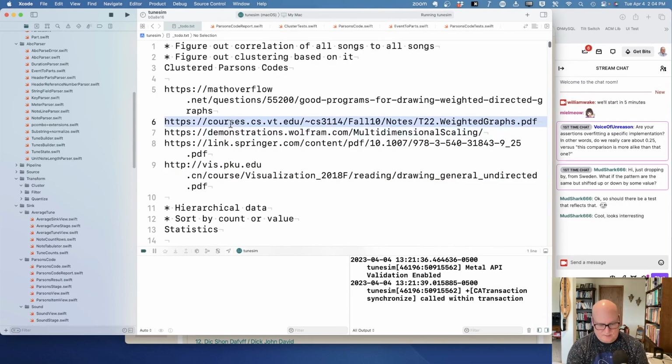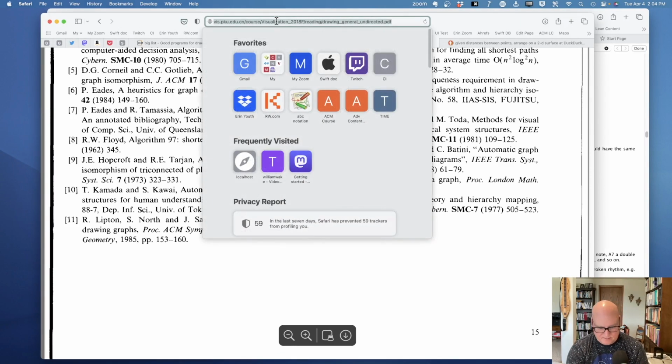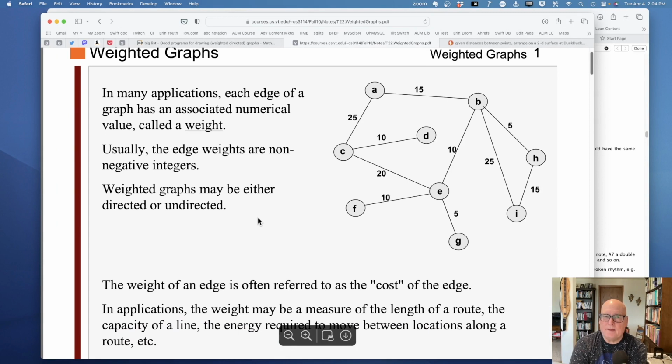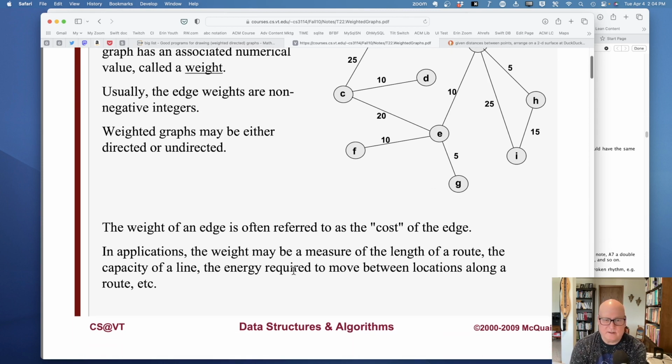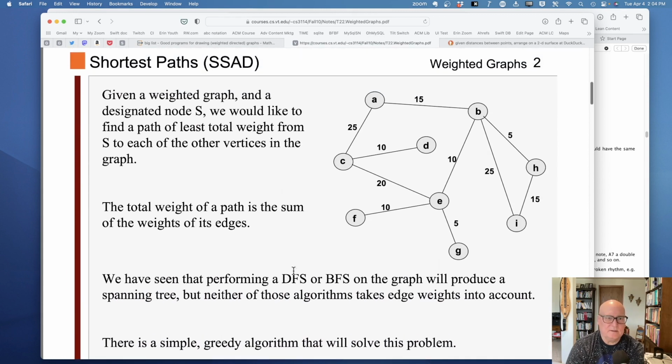Let's take this one first. My alma mater, Virginia Tech. This one is talking about graphs generically. So a weighted graph is, like I mentioned, the distance, or think of a pipeline with capacity 15 and 10 and 20 or whatever. It could be lots of things. Cost in some sense.